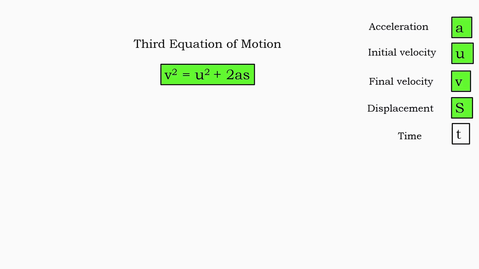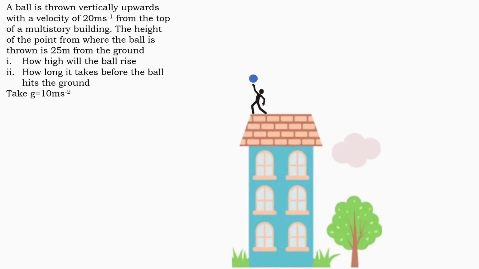the correct choice. Notice one important difference. The first and second equations involve time, whereas the third equation does not. So, whenever time is missing from the given data, the third equation of motion is often the best place to start. Now, let us solve the numerical problem that was shown at the beginning of the video.